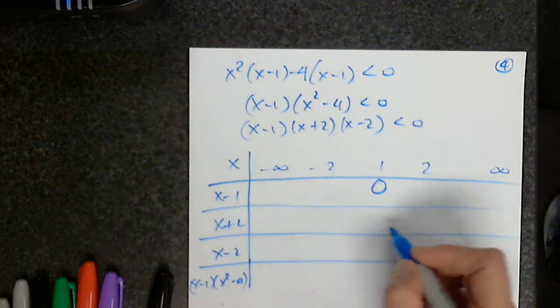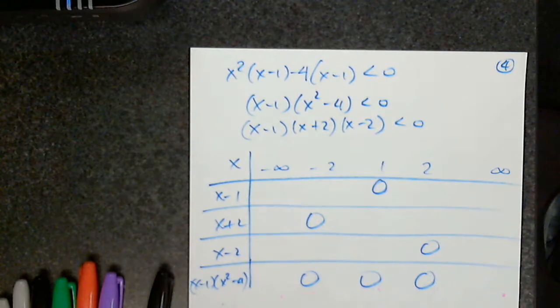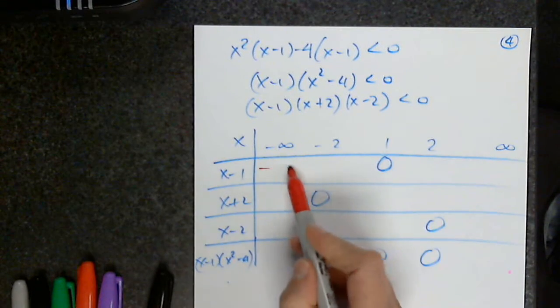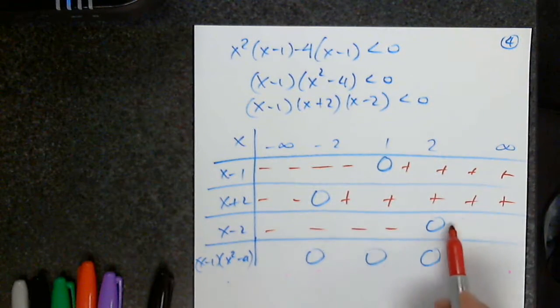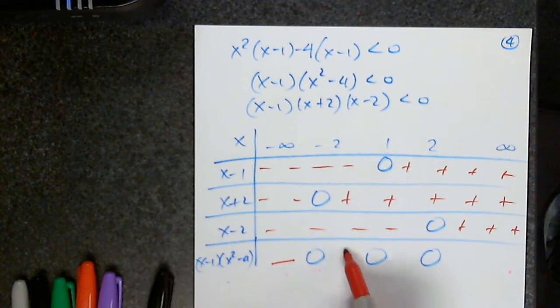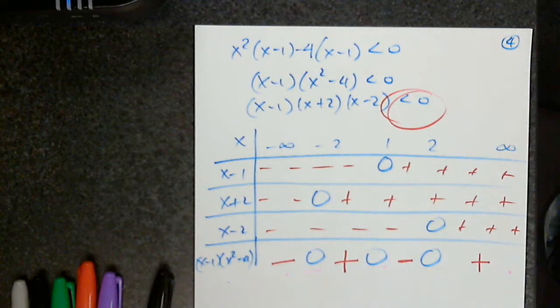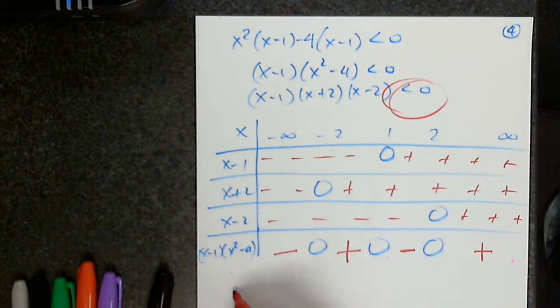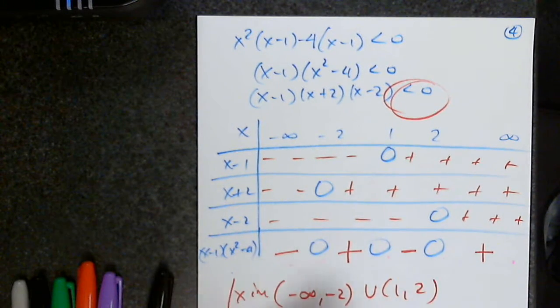A 0, a 0, and a 0, and the product is always 0 when any of the factors is 0. I don't have to worry about anything being undefined. All of them again have the same sign, so it's -0 and then positive, -0 and then positive, -0 and positive. Again, I count 3 negatives, I count 2 negatives, I count 1 negative, and again I'm asked to find less than 0. So x in the interval -∞, -2, union 1, comma 2.